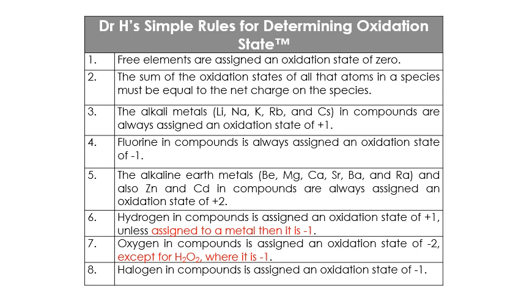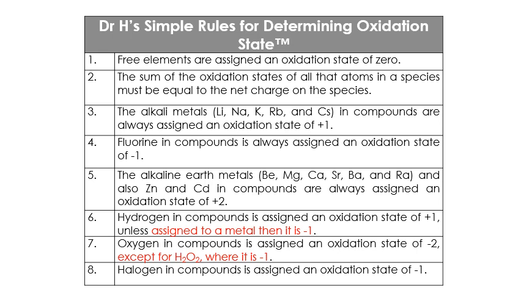The alkali metals, group 1 basically, are going to be assigned an oxidation state of +1. Fluorine in a compound is always going to be assigned the oxidation state of -1. The other halogens can have variable states depending on what atoms are with them in a compound. Group 2 metals and zinc and cadmium in compounds are also assigned an oxidation state of +2. Hydrogen usually is assigned the oxidation state of +1, unless it's bonded to a metal, then it's -1. So sodium hydride, for example, the hydride would be -1.